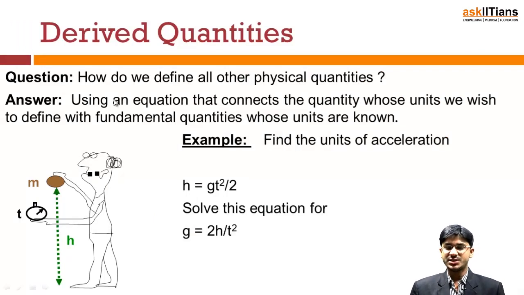Then we reach derived quantities. Now we have seen what a derived quantity is. Derived quantities are quantities that have been derived from the fundamental units. The fundamental units are the 7 units that we have defined here. Using these 7 fundamental units, we define the derived quantities. Now we will see how we define all other physical quantities.